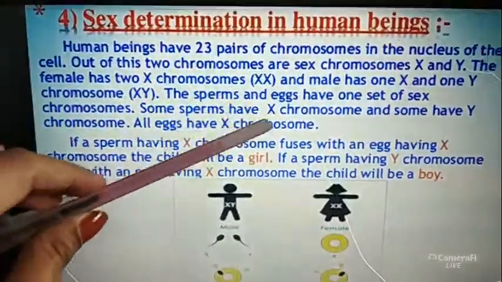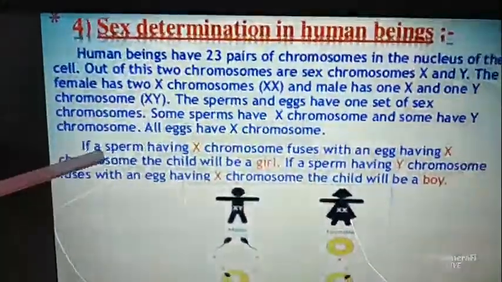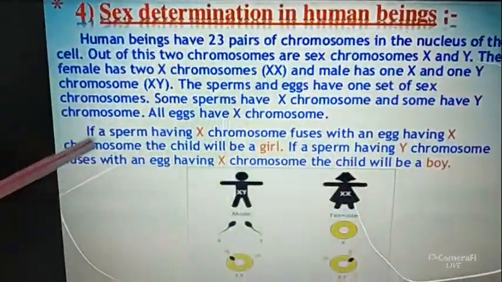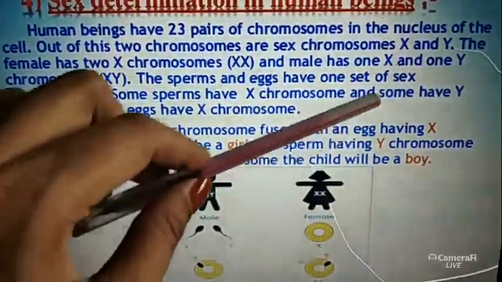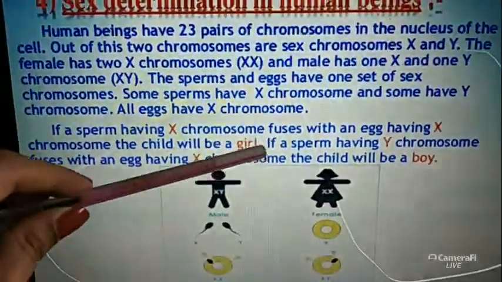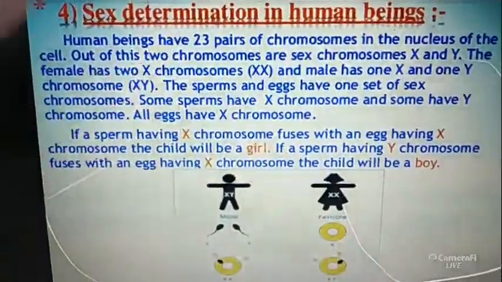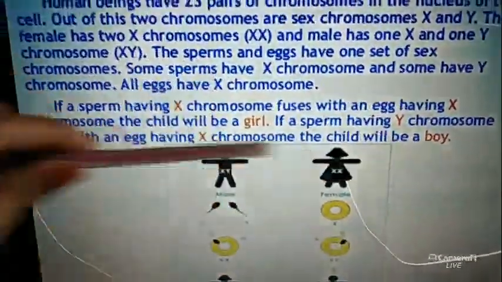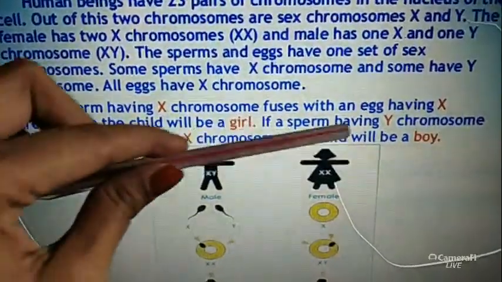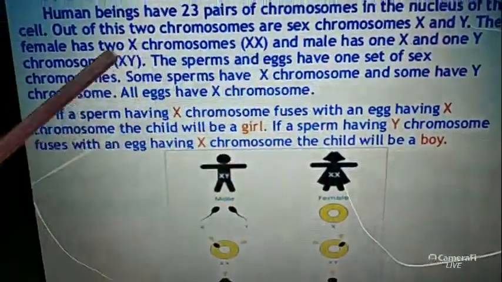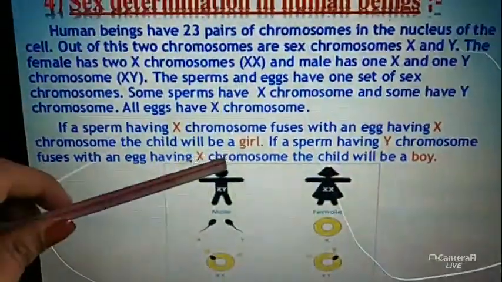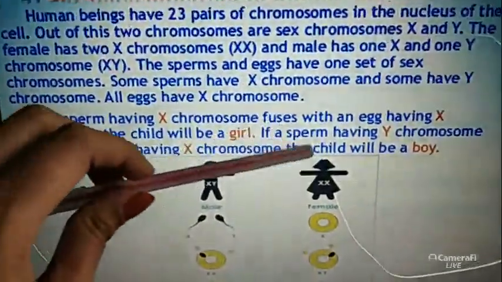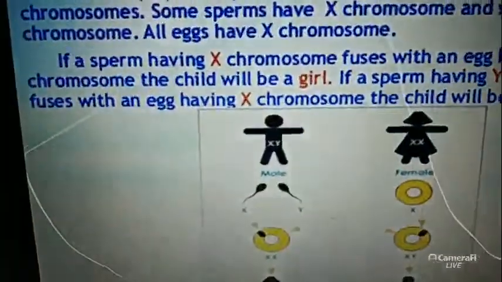Some sperms have X chromosome and some have Y chromosome, but all eggs have X chromosome because they do not have any variety in their body. So if a sperm having X chromosome fuses with an egg having X chromosome, the child will be a girl because X and X cross together. And if a sperm having Y chromosome fuses with an egg having X chromosome, then the chromosome structure will be X and Y, so the child will be a boy. So this is the basic thing.